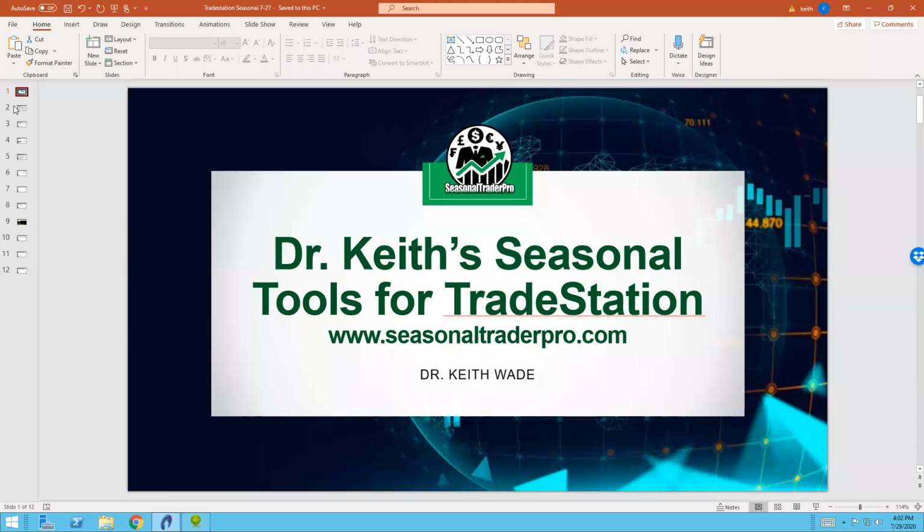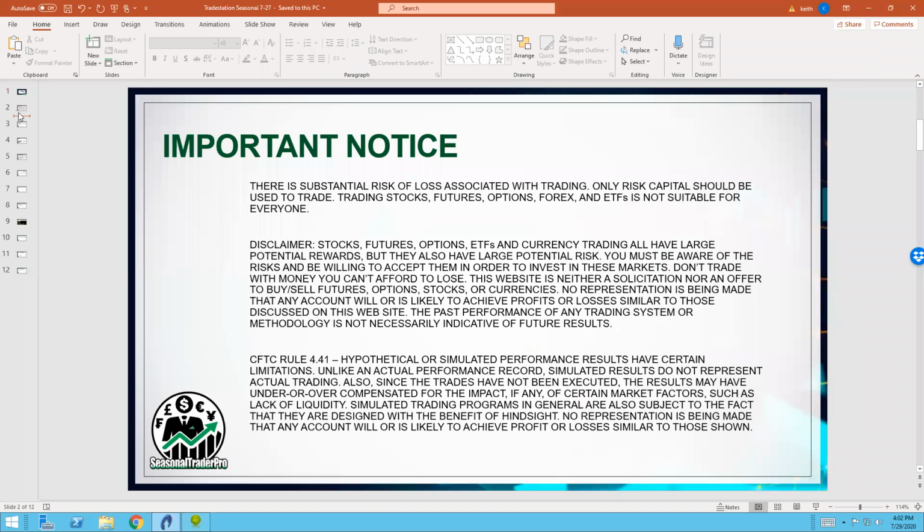Before we get started, make sure you read this important notice. Basically what it says is that you should not trade money you cannot afford to lose, and I don't want you to. If it's money you're going to need to pay rent, the psychology is different. You're not in the right mind frame, and it's something you shouldn't do. I like to spend 30 seconds on that every time I do a presentation to make you aware of it.